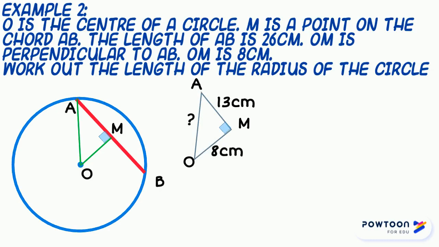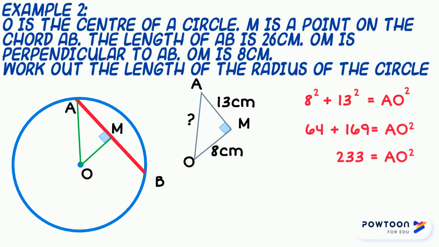By using this triangle, hopefully you can see that we are going to use Pythagoras' theorem. So remember, that's just going to be 8 squared plus 13 squared is equal to that radius squared. Once you simplify that down and solve for the AO, we get 15.3 to 1 decimal place.